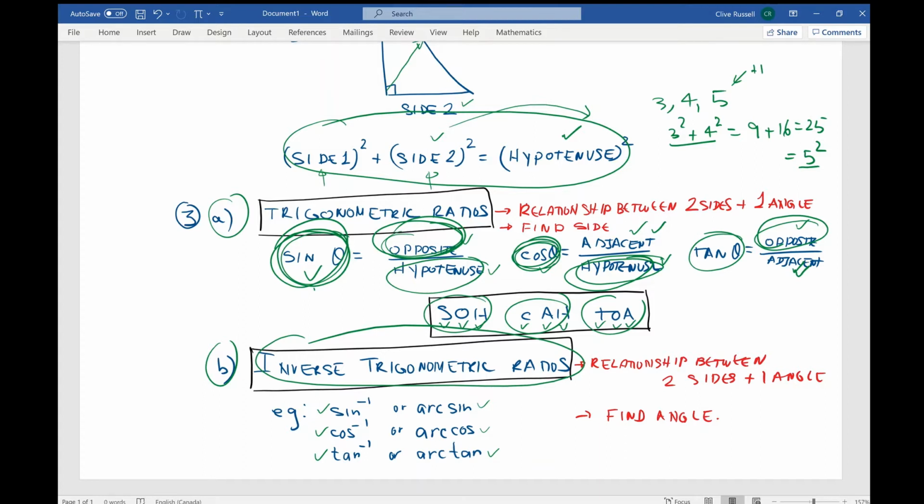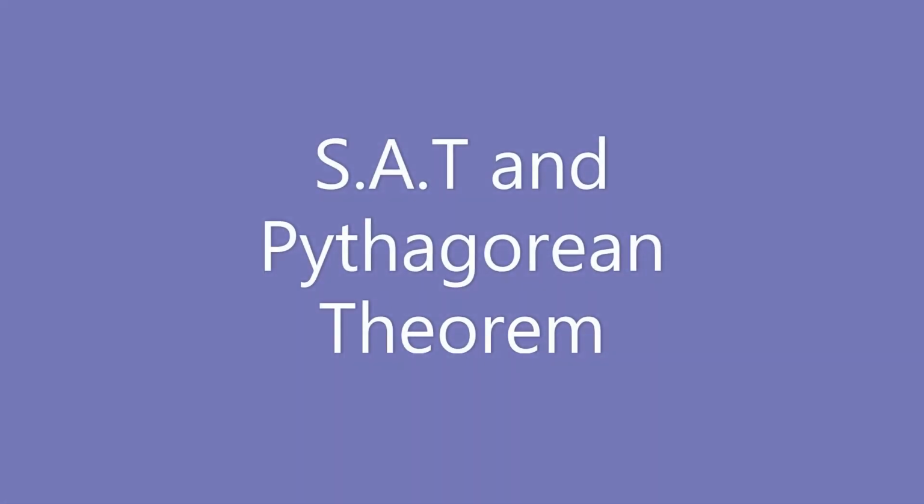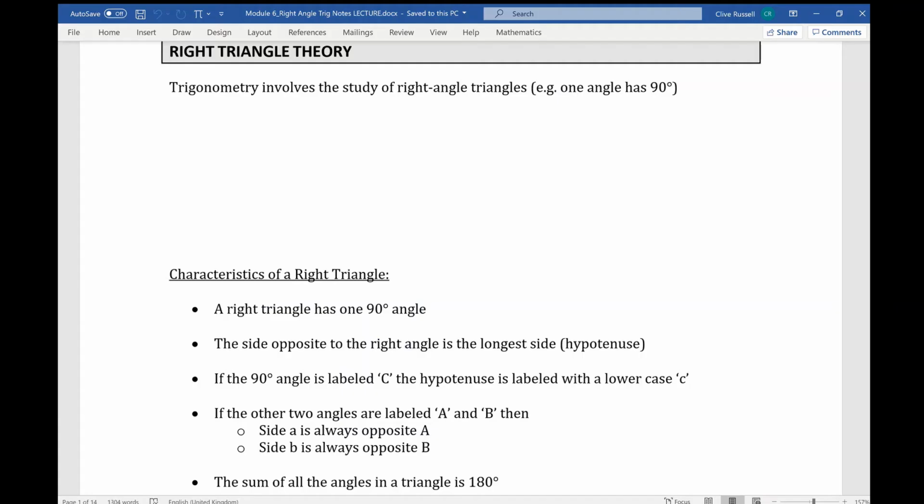Okay, so that's all we're going to say about this. We're going to now jump into the class material. Okay, so we're into the lesson now. The first thing we're going to be looking at is the sum angle theorem. But let's sort of go through.